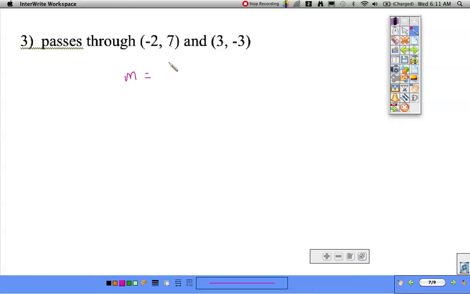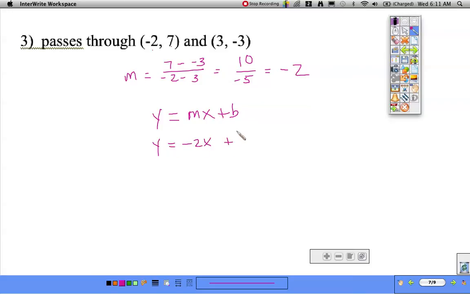The slope would be 7 minus negative 3 over negative 2 minus 3, which gives me 10 over a negative 5, which is a slope of negative 2. So if I write that in slope-intercept form, y equals mx plus b, in goes my slope of negative 2, and all I have left to find is the y-intercept.